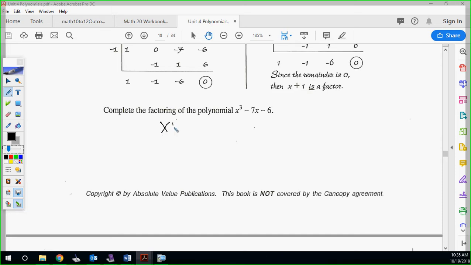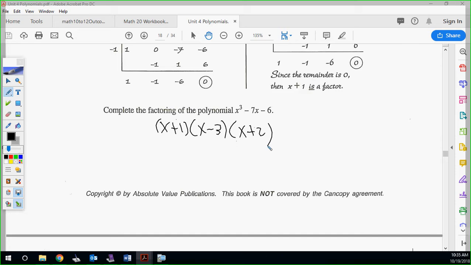So we got x plus 1, x minus 3, I believe it was, and x plus 2. Then just that quick little constant check to see if you're right. 1 times negative 3 is negative 3, times 2 is negative 6. So we're feeling pretty good about our answer. And I have 3 x's there for x cubed.